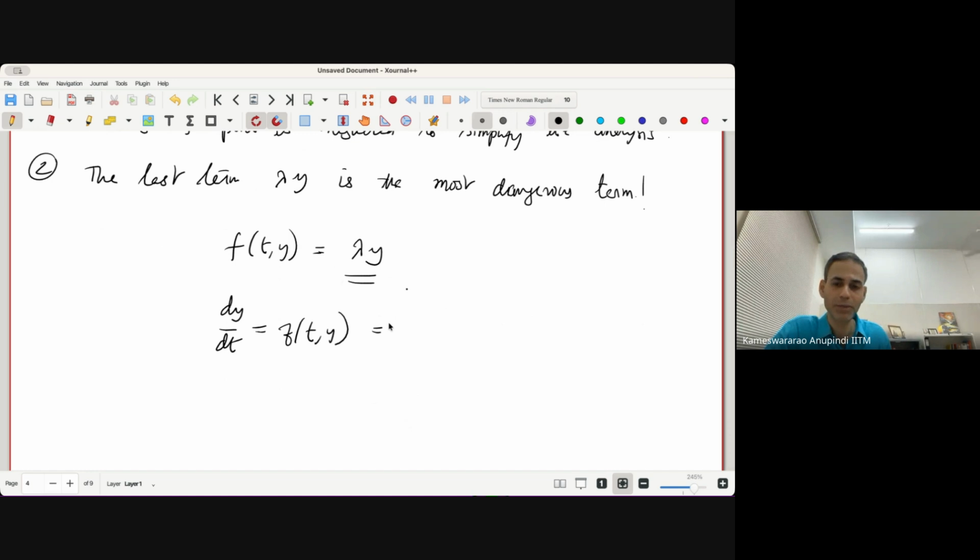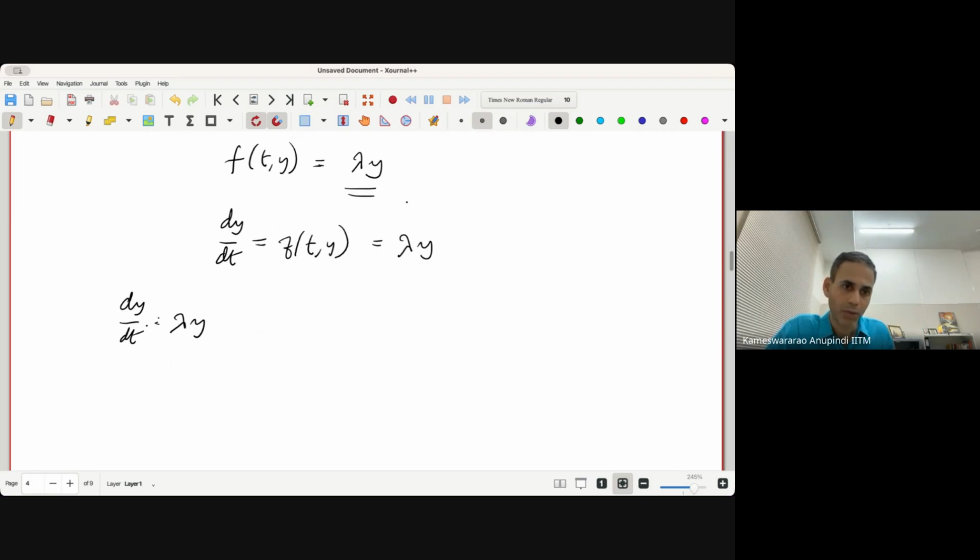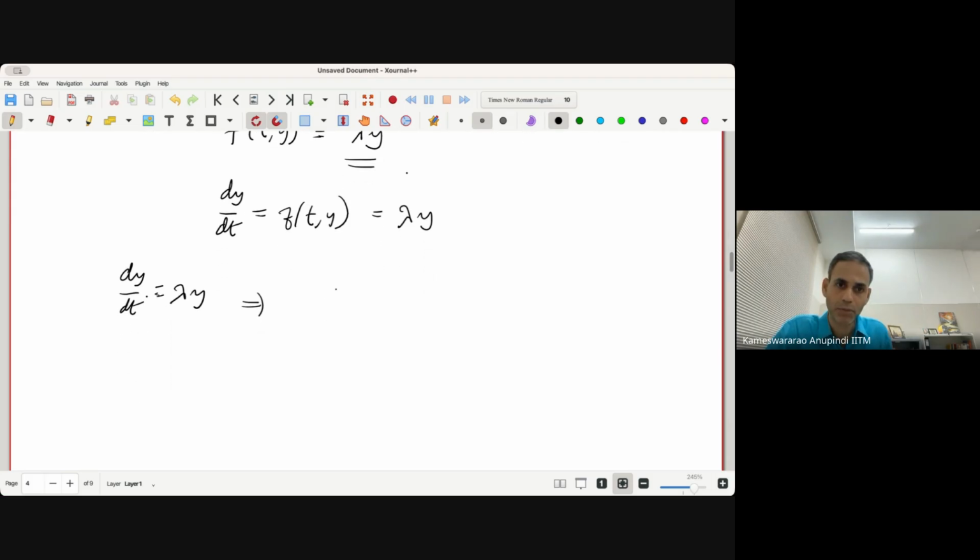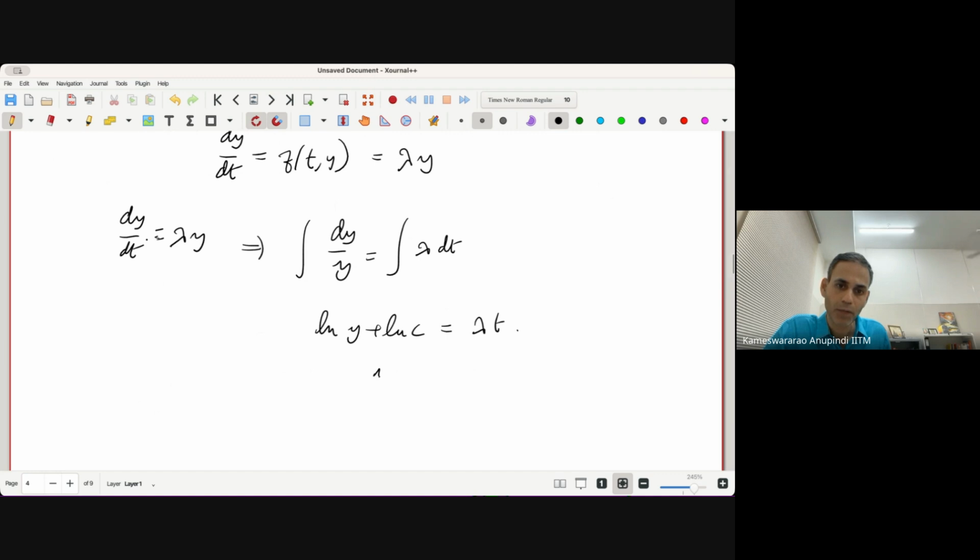We ended up with the first order terms, linear terms, and within the linear terms we have neglected alpha 1 and alpha 2 t, and said only lambda y I want to keep. That is because if I write dy/dt equals lambda y, I can find an analytical solution: dy by y equals lambda times dt. Integrating, I get ln y plus ln c equals lambda times t. That means y times c equals e to the power lambda t, right?